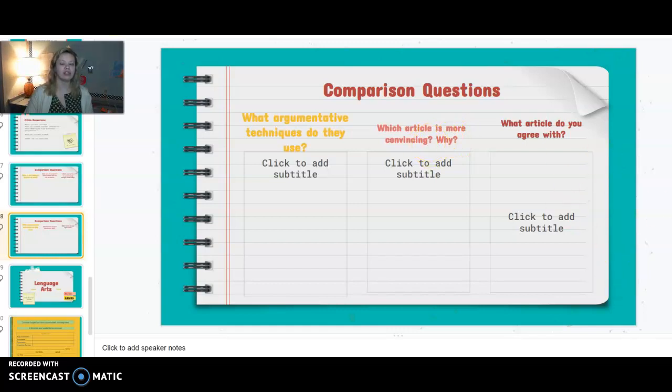The next 2 questions are based solely on your opinion. So which of the 2 articles you read do you think is more convincing and why? What made it more convincing to you? And then the final question is, what article do you agree with personally? So tomorrow, and if you have time today, you can obviously start it. You're going to choose 2 of the 4 articles to read, or there is a video, or watch. And then you will answer these 6 questions for it.